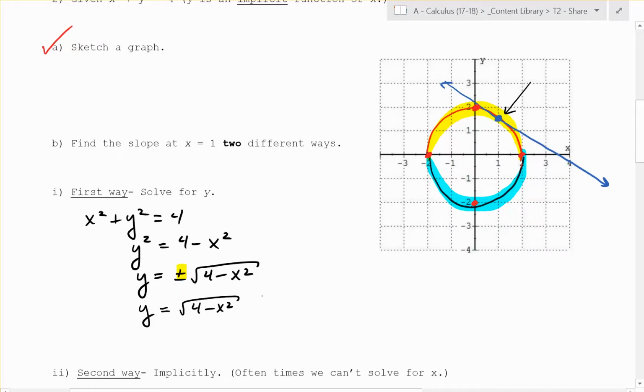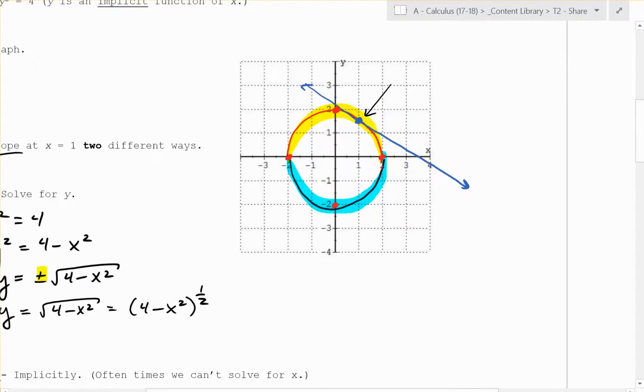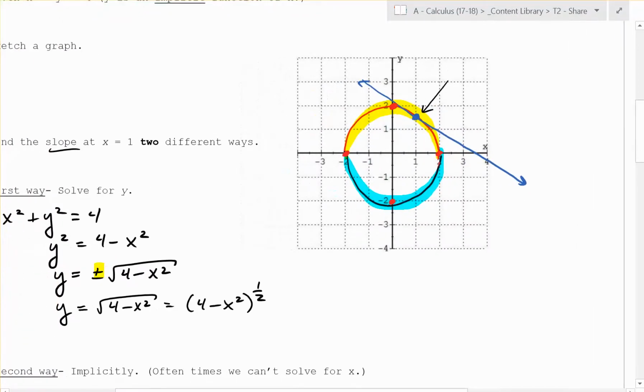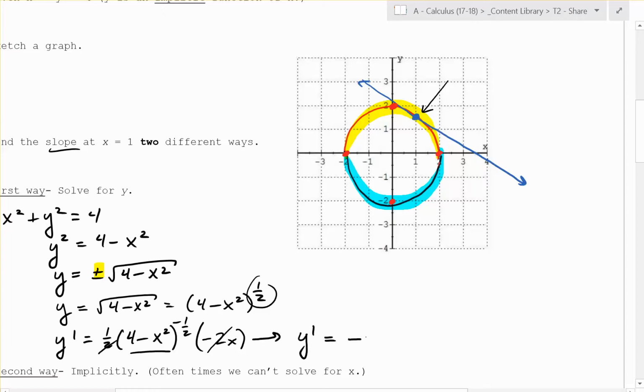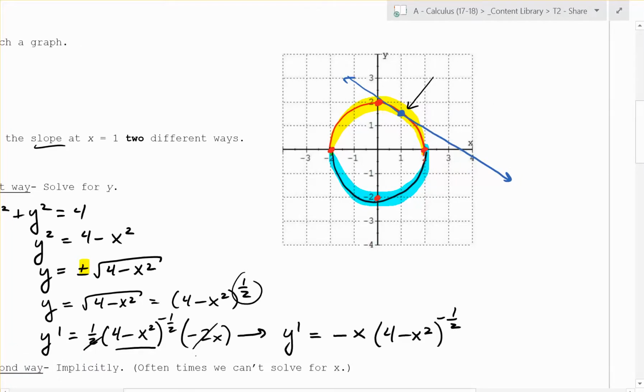And now let's find the slope, so we need to find the derivative. Another way to write that is 4 minus x squared to the 1/2 power. So if we're going to take the derivative of this, y prime is going to be, you drop the 1/2 to the front, and you get 4 minus x squared to the, subtract 1 from that, you get negative 1/2. And now you have to use the chain rule. The derivative of the inside is negative 2x. So let's simplify a little bit. The 2 cancels there. So you end up with y prime is equal to negative x times 4 minus x squared to the negative 1/2.